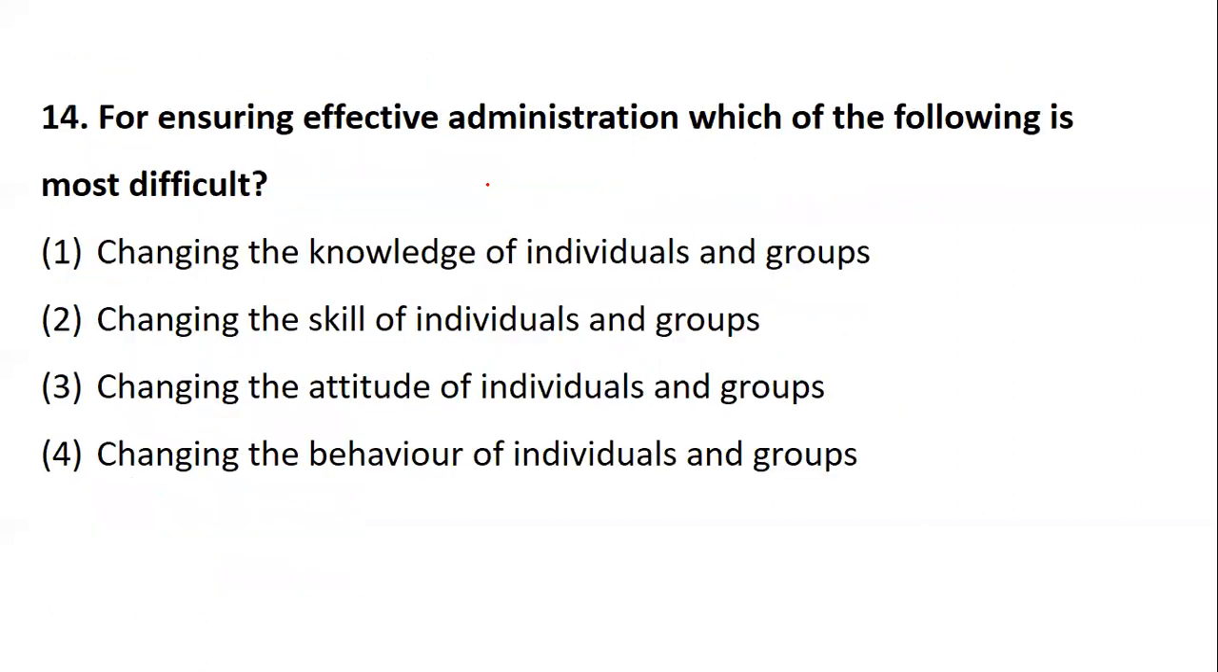Then coming to question number 14, for ensuring effective administration, which of the following is most difficult? Changing the knowledge of individuals and group, changing the skill of individuals and groups, changing the attitude of individuals and group, and changing the behavior of individuals and group. So which of them is most difficult from the list given below?